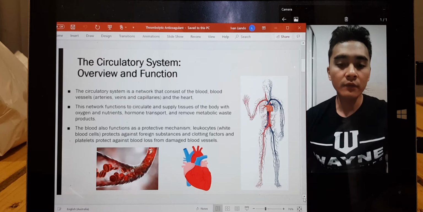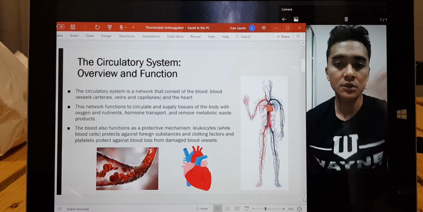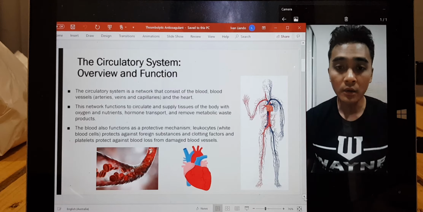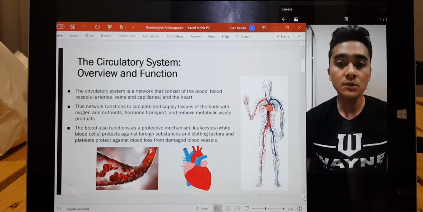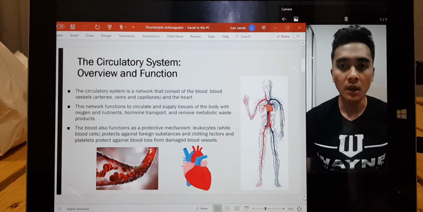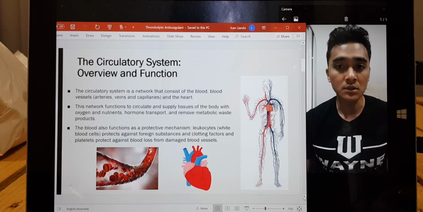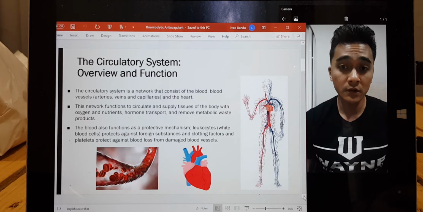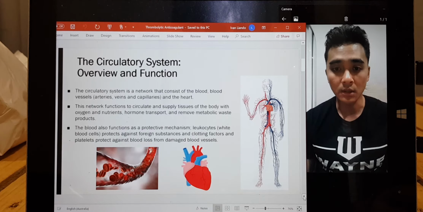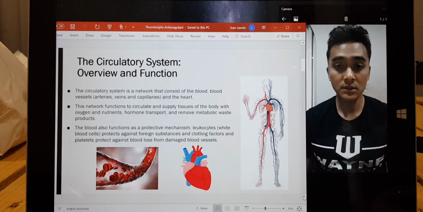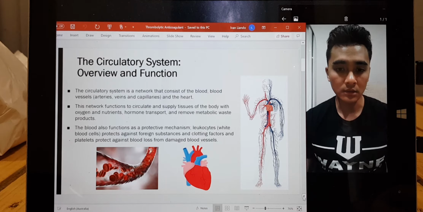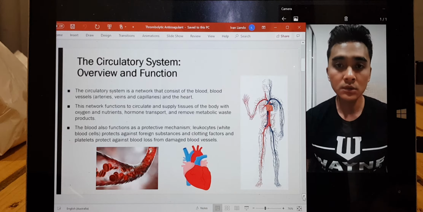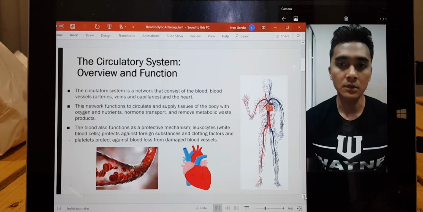The other function of the circulatory system is that the blood transports hormones to target organs, tissues, and cells in order to maintain homeostasis in response to any sort of changes in our environment. And lastly, the system also protects us from foreign substances, like the white blood cells against pathogens. And the basis of this presentation is the system's ability to protect us from blood loss by forming clots to cover any damaged vessels.